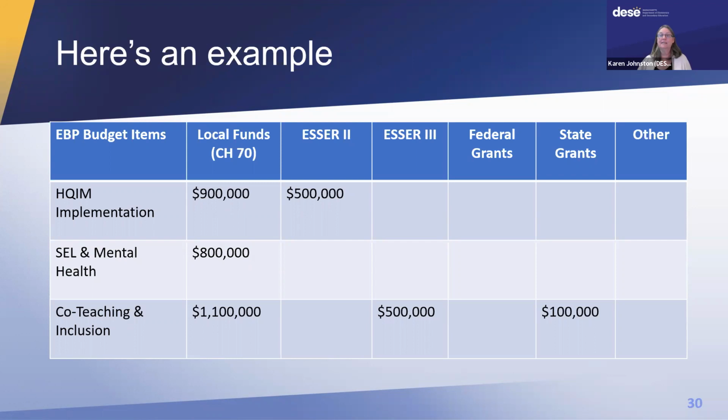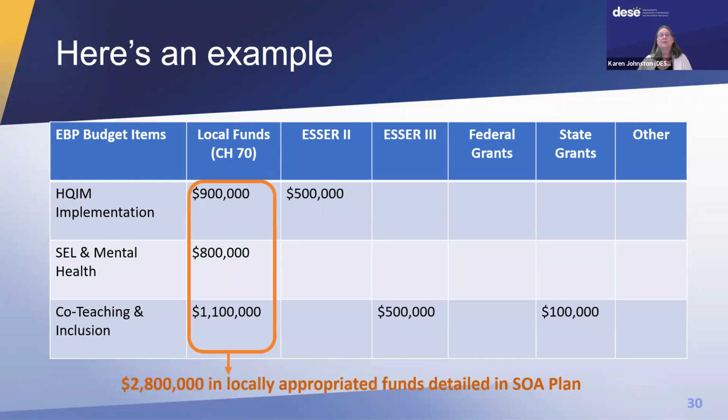So let's say your district received $4 million in additional Chapter 70 funds in FY23. And in your SOA plan, you had these 3 EBPs, and here's how you allocated your funds. What we want you to do is take this first column with the local funds and add that up. $2.8 million in locally appropriated funds were detailed in your plan, and jot that number down.